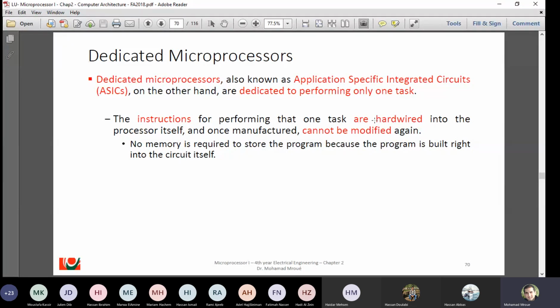So, in a dedicated microprocessor, the instructions for performing that one task are hardwired into the processor itself, and once manufactured, cannot be modified again. So, no memory is required to store the program because the program is built right onto the circuit itself. Okay.